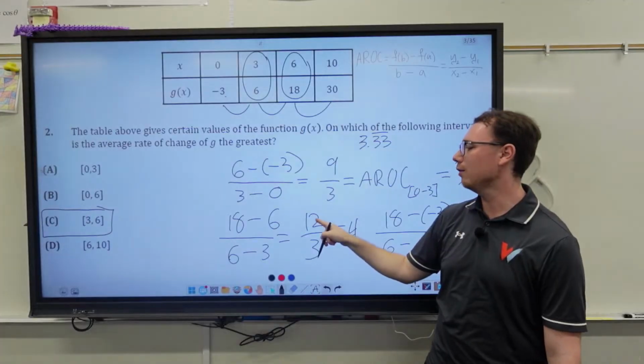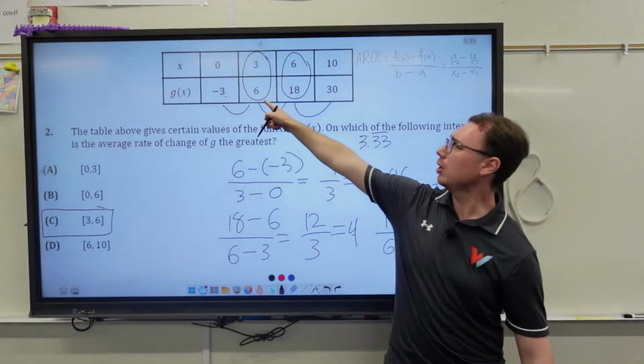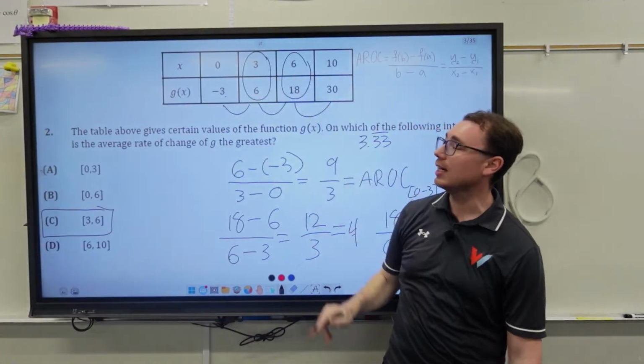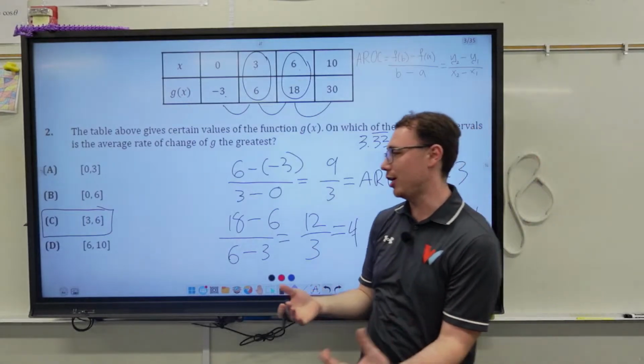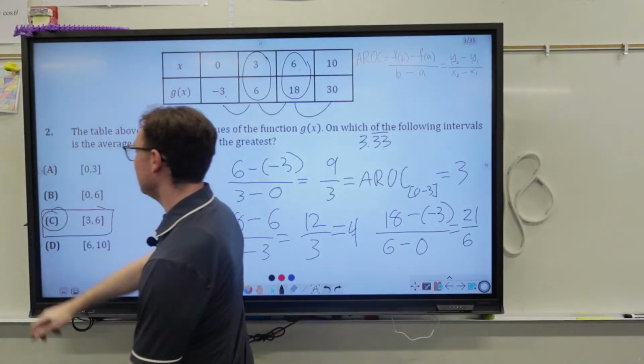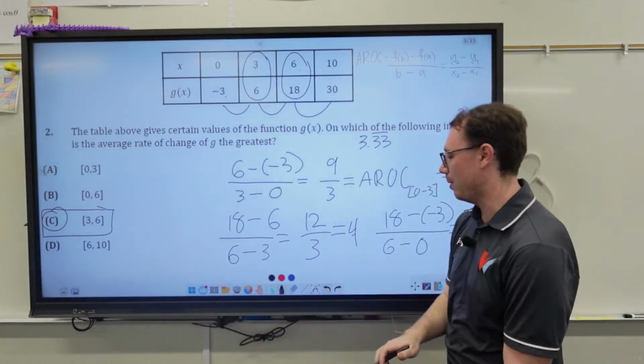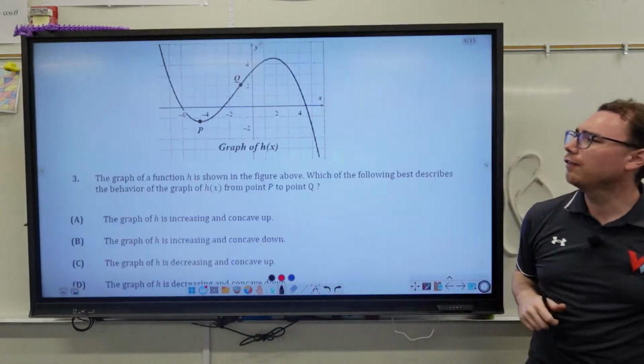18 minus 6 is 12. 12 divided by 3 is 4. So we know that the point between 3 and 6 has that largest rate of change. So we know the answer here is C, pass that mistake. That was my bad. We're looking now for problem 3.